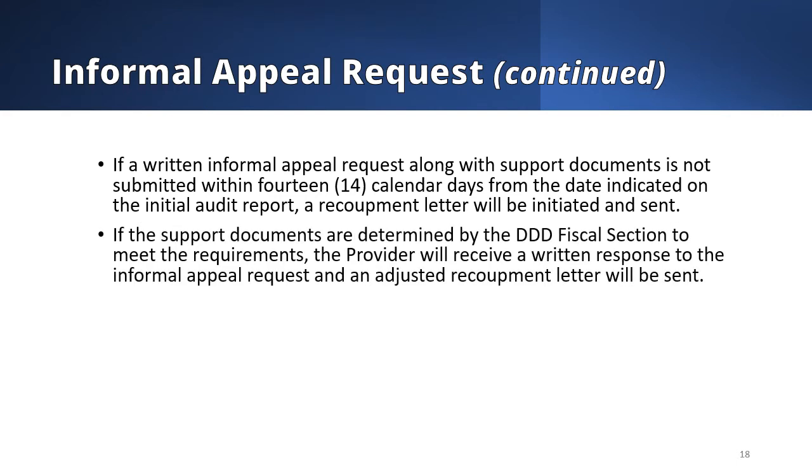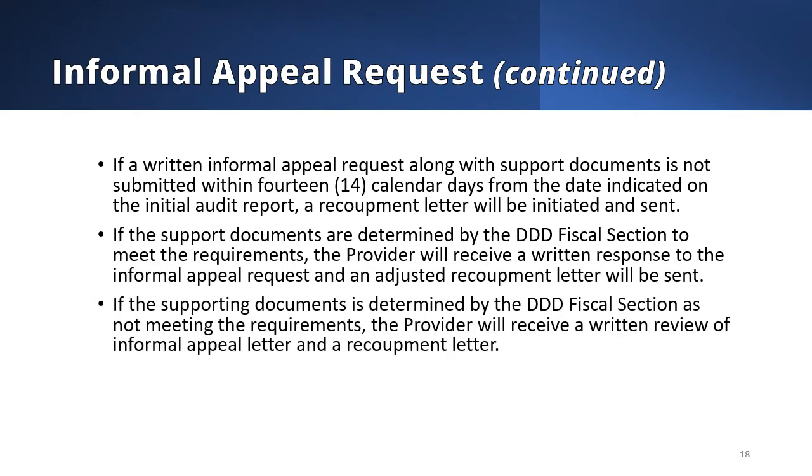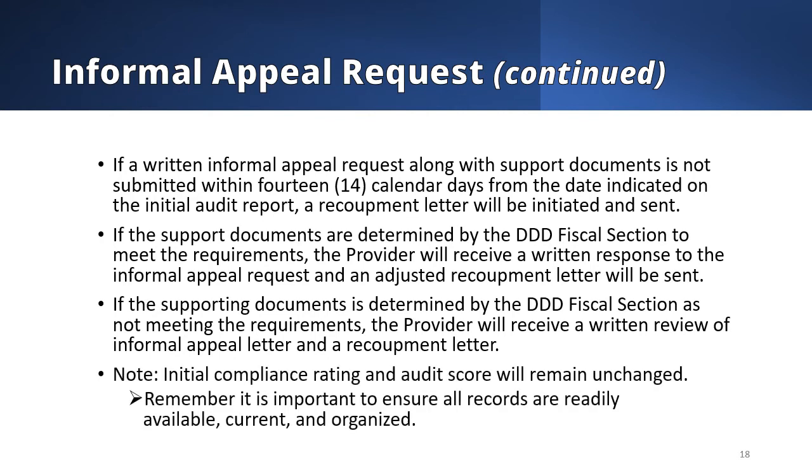If the supporting documents are determined by the DDD Fiscal Section to meet the requirements, the provider will receive a written response to the informal appeal request and an adjusted recoupment letter will be sent. If the supporting documents are determined by the DDD Fiscal Section as not meeting the requirements, the provider will receive a written response to the informal appeal letter, and a recoupment letter will be sent. Please note, the initial compliance rating and audit score will remain unchanged because all records must be readily available, current, and organized.